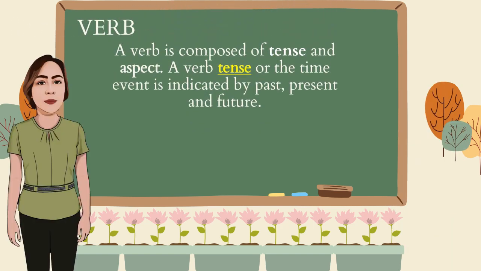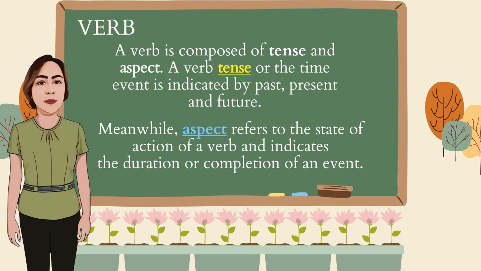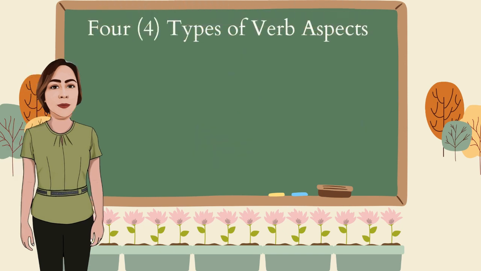Again, a verb is composed of tense and aspect. A verb tense or the time event is indicated by past, present, and future. Meanwhile, aspect refers to the state of action of a verb and indicates the duration or completion of an event. There are four types of verb aspects. One is a simple aspect.